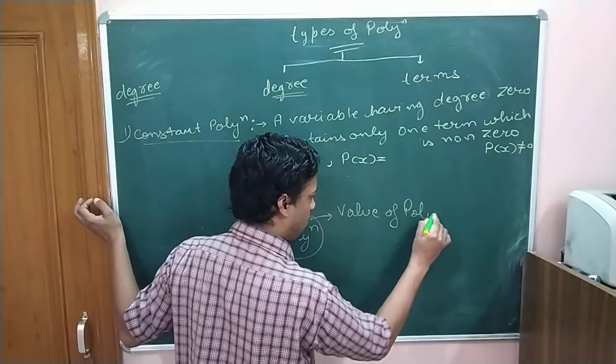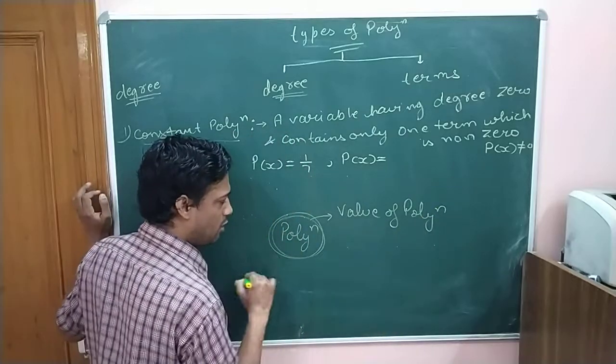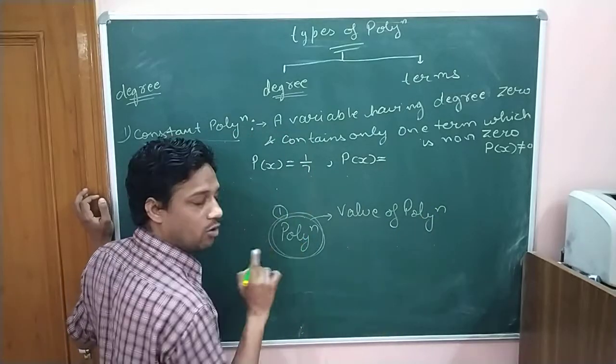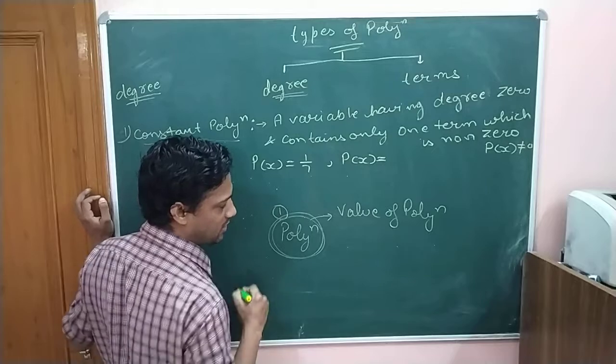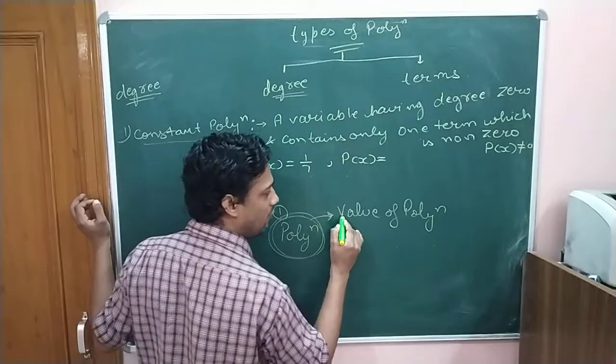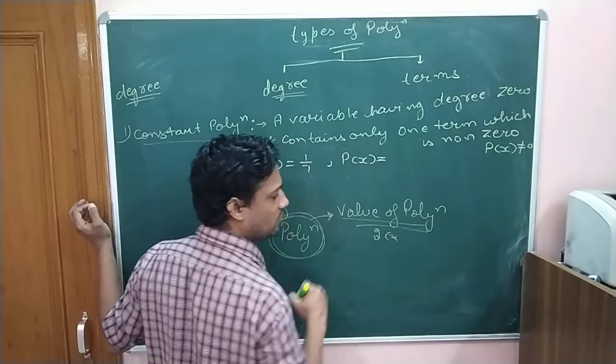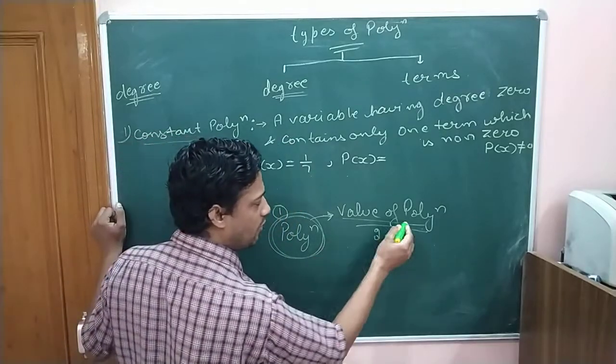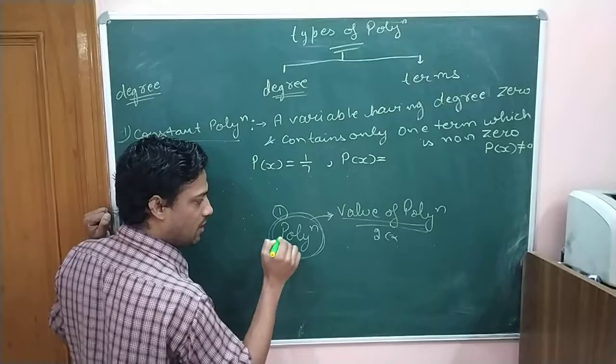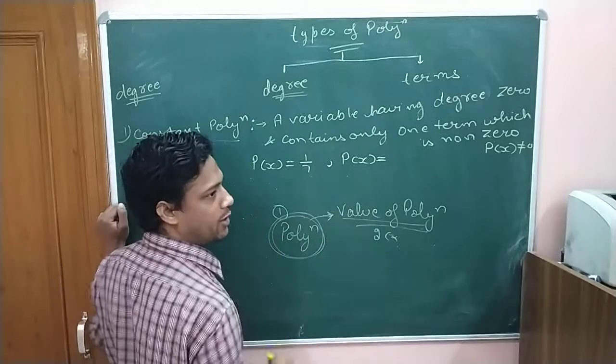The polynomial itself we talk about in the first exercise, and the value of the polynomial we talk about in the second exercise. In the second exercise we talk about the value of the polynomial. So both are different things: the polynomial and the value of that polynomial.